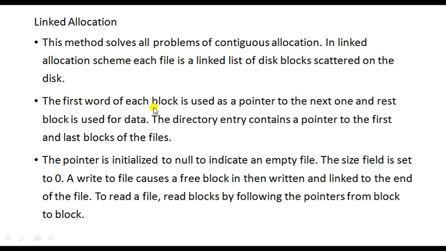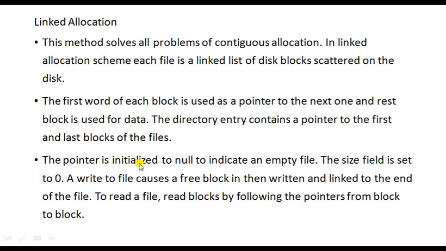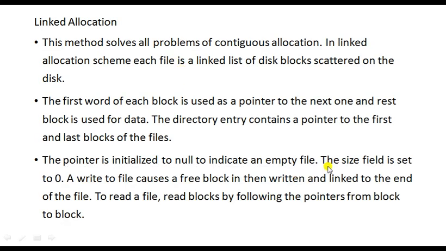Here the first word of each block is used as a pointer and the next one is used for data. Okay. The directory entry contains a pointer to the first and last blocks. The pointer is initialized to null to indicate an empty file. Null means empty file, means there is no more move. This is the last. The size field is set to 0 for the last. Okay. A write to file.